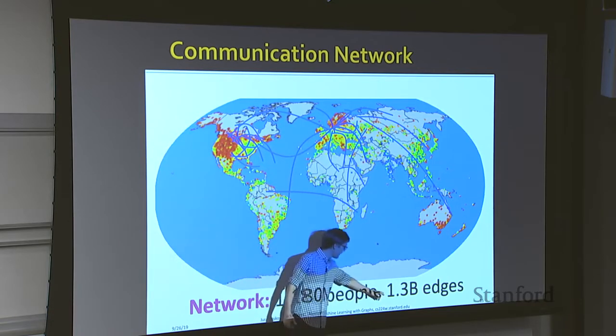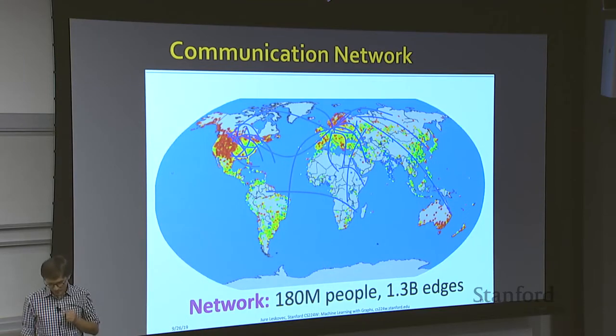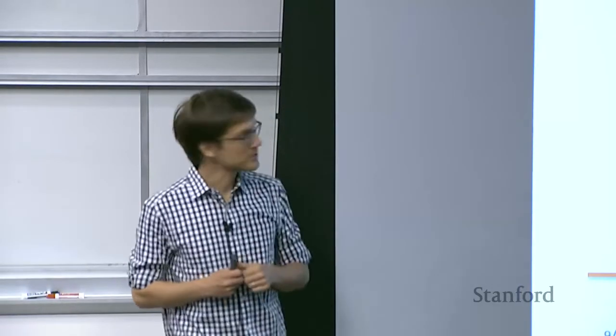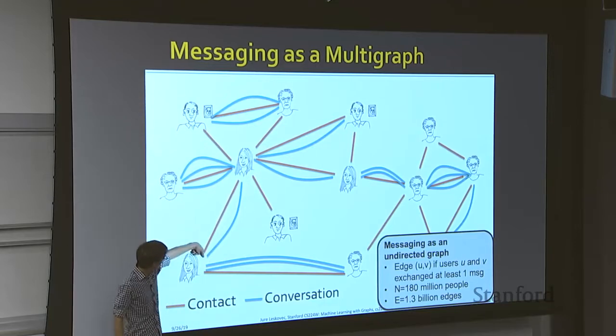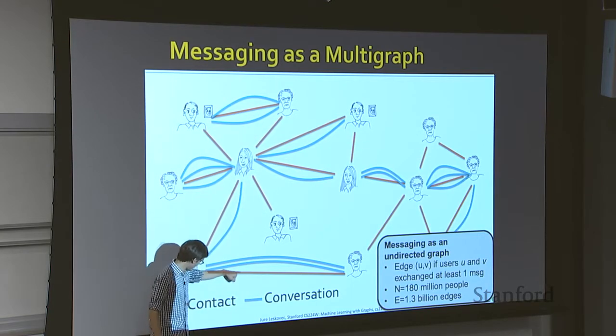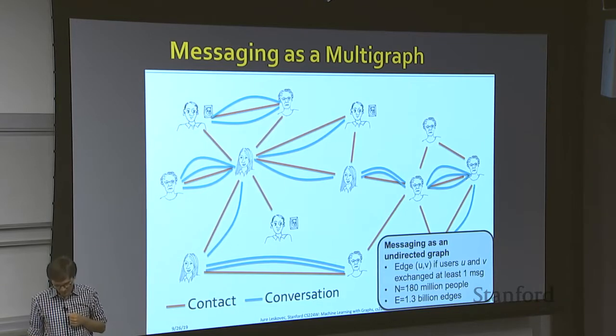At the end, we'll have 1.3 billion edges, but let me show you how we decided to create a network. The way you can think of this is essentially as a multi-graph with 2 types of edges. You know who is on a contact list with whom, and then you also know who exchanges messages. So this would mean that these two ladies are in contact and, let's say, had 2 conversations during 1 month.